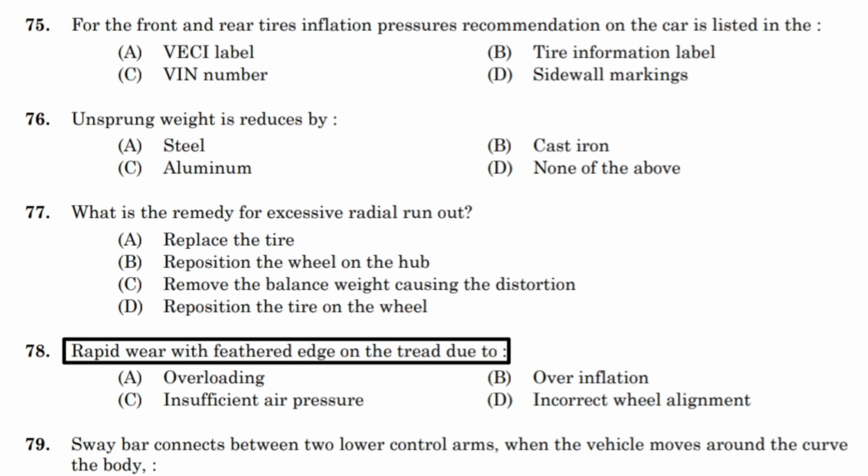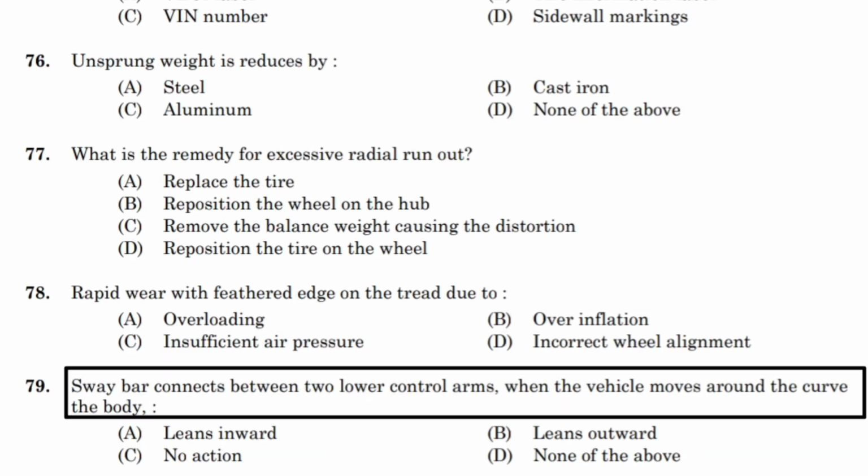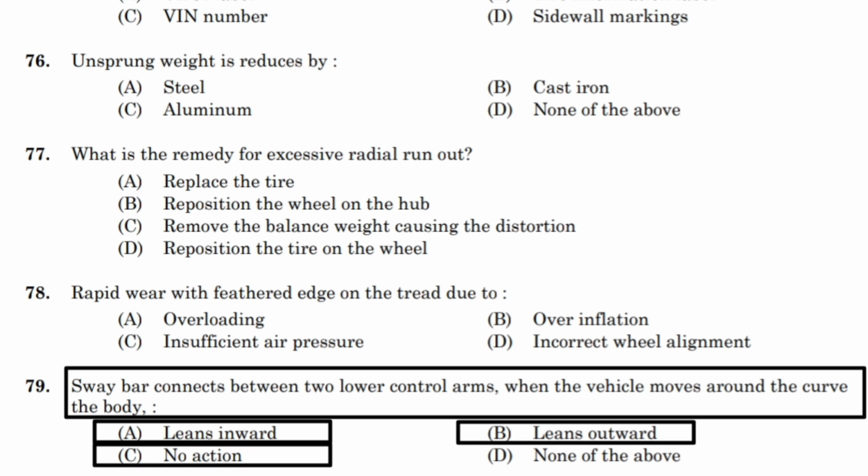78. Rapid wear with feathered edge on the tread is due to A. Overloading, B. Overinflation, C. Insufficient air pressure, D. Incorrect wheel alignment. Answer D. Incorrect wheel alignment. 79. Sway bar connects between two lower control arms. When the vehicle moves around the curve, the body A. Leans inward, B. Leans outward, C. No action, D. None of the above. Answer B. Leans outward.